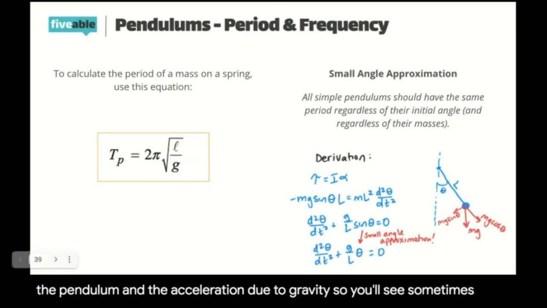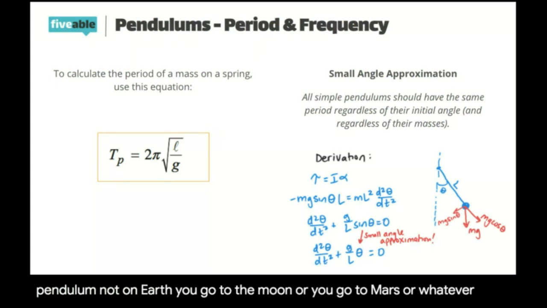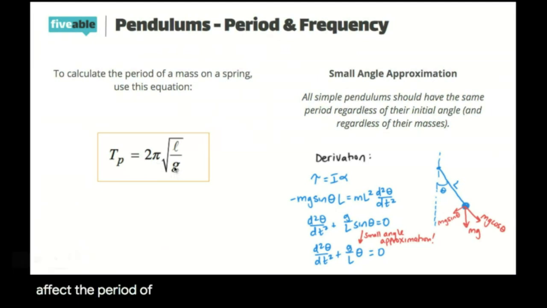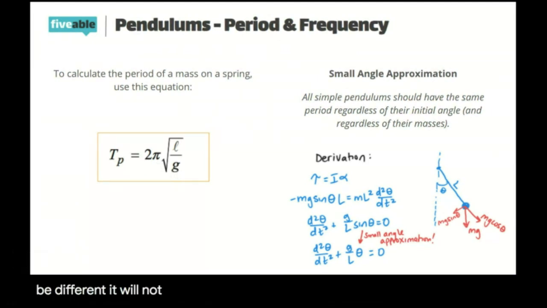So you'll see sometimes some questions, and there's one in here, about what happens if you take a pendulum not on Earth. You go to the moon, or you go to Mars, or whatever. It will affect the period of a pendulum because your acceleration due to gravity will be different. It will not affect a mass spring oscillator because these letters are different for mass spring oscillators, right? It's M over K versus L over G.